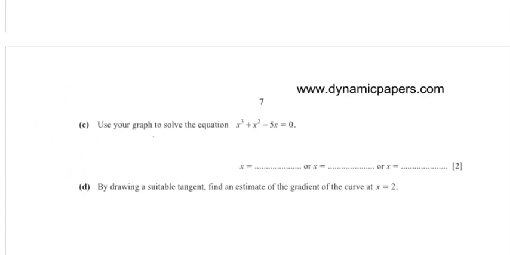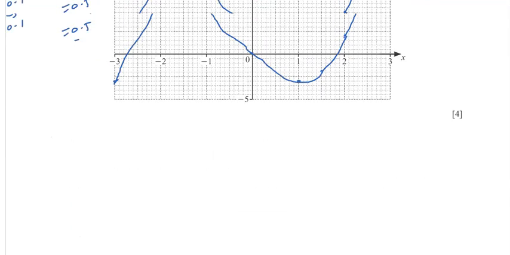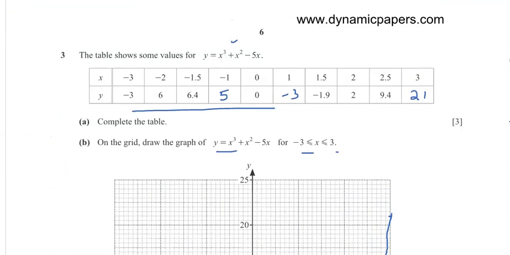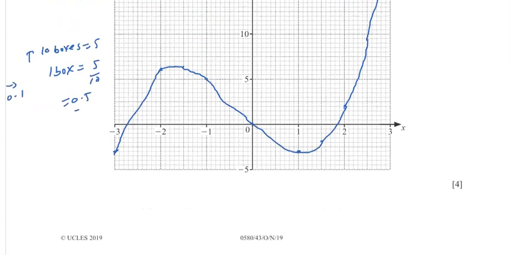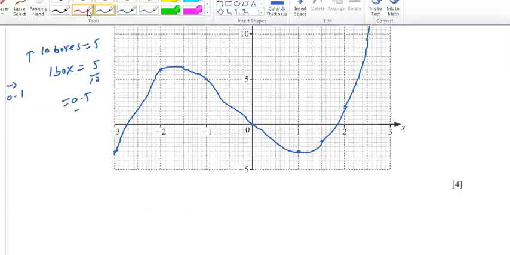Next, obviously, there are some questions about the graph. Use the graph to solve this equation. If you compare, this is your original function, y equals x cubed plus x squared minus 5x. So this is y equals 0. Whenever you have y equal to any constant, it is always a horizontal line. As y equals 0 is a constant, it is a horizontal line passing through y equals 0, which means the x-axis. So where this graph cuts the x-axis, these are the 3 points.